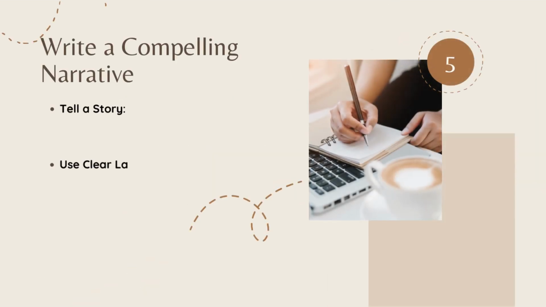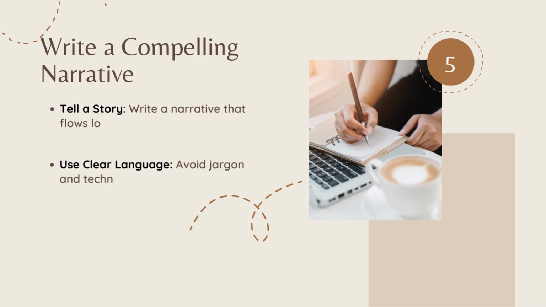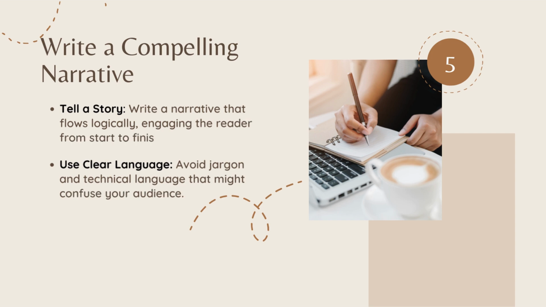Step 5. Write a compelling narrative. Tell a story. Write a narrative that flows logically, engaging the reader from start to finish. Use clear language. Avoid jargon and technical language that might confuse your audience.